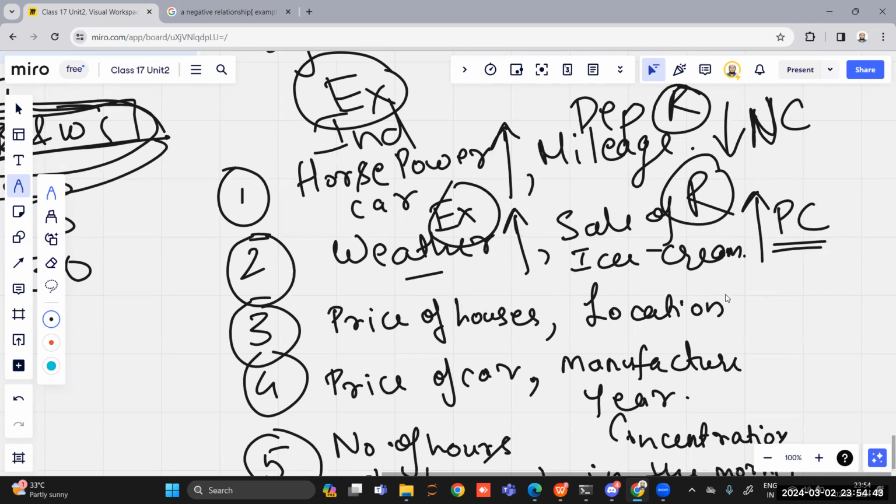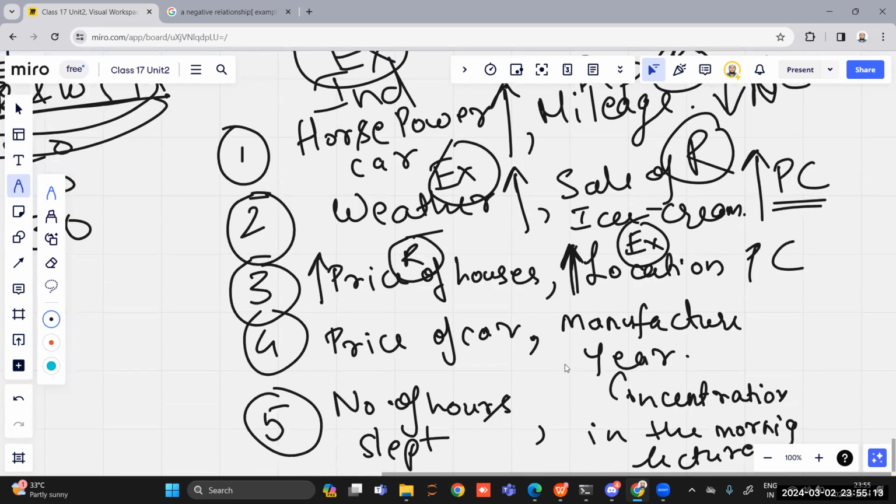The location is explanatory and the price of houses is response. Very good. As the location becomes more standard, more posh, will the prices of houses go up or down? Up. Yes or no? So it is positive or negative? Positive.